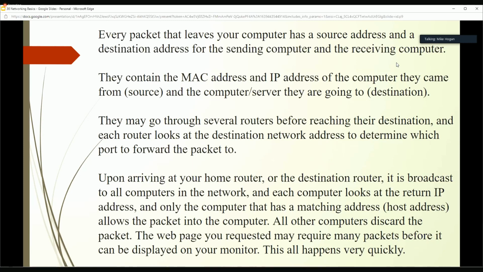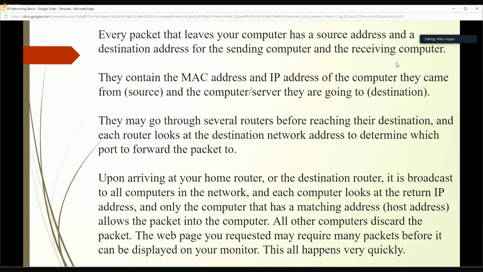That's the physical address at the NIC, and an IP address of the computer they came from, the source, and the computer server they're going to, the destination. They may go through several routers before reaching their destination, and each router looks at the destination network address to determine which port to forward the packet to.